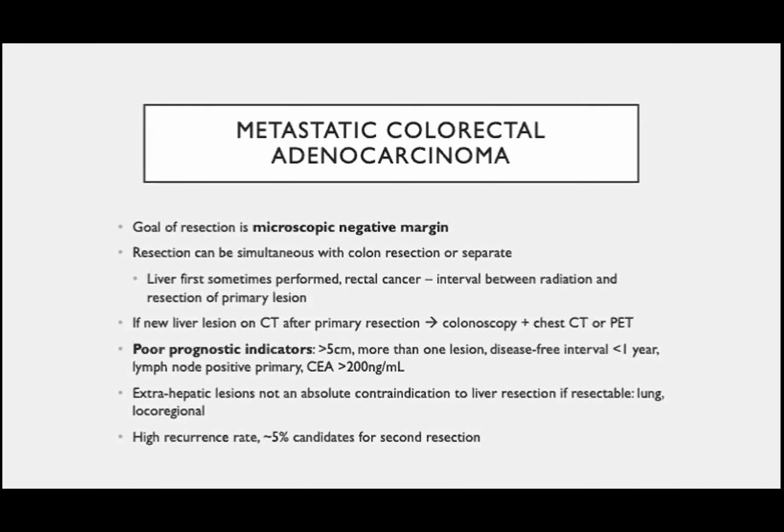If someone has a new liver lesion on CT after primary resection of a malignancy, you still want to work that up. Things that are poor prognostic indicators: if it's greater than 5 centimeters, more than one lesion, if the disease-free interval is less than 1 year, lymph node positive, CEA greater than 200. These are all very self-explanatory.